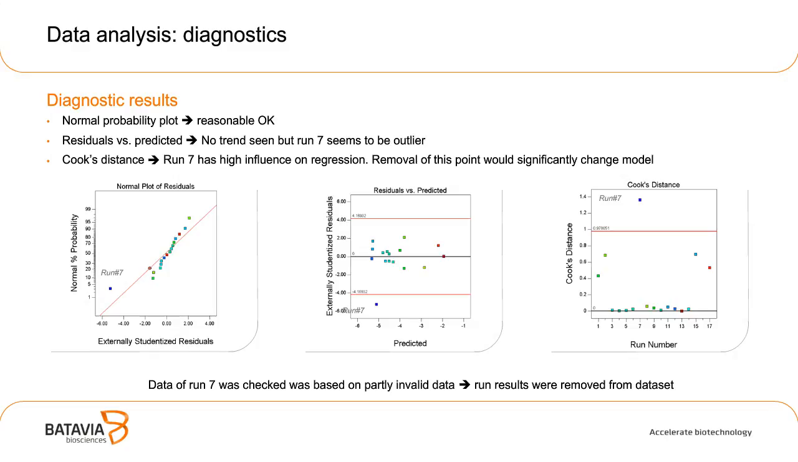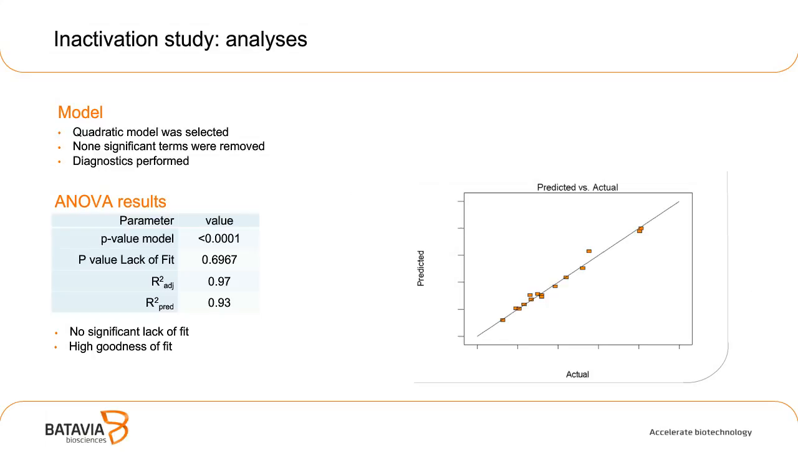So we checked this data, and we actually found that the inactivation rate was based on invalid data, so we were actually not allowed to use it. It was completely wrong. So we removed this data from the data set and then did the analysis again. And then we find a very nice significant model, as you can see in the table. And the lack of fit is also very nice. So the model was really significant.